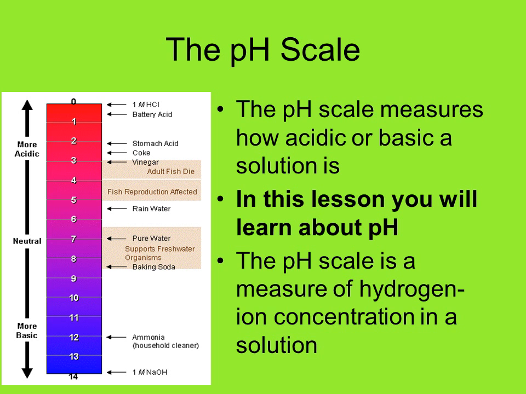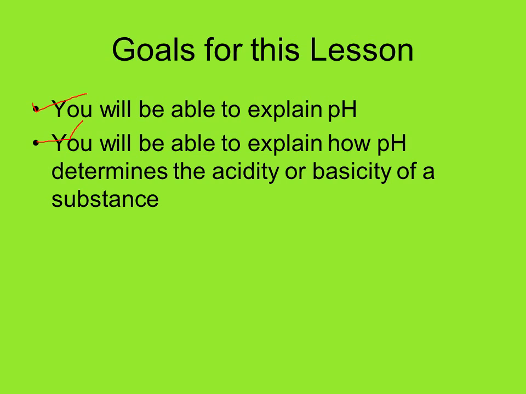The pH scale measures how acidic or basic a solution is, and in this lesson you will learn about pH. The pH scale is a measure of hydrogen ion concentration in a solution. So goals for this lesson include being able to explain pH and being able to explain how pH determines the acidity or basicity of a substance.